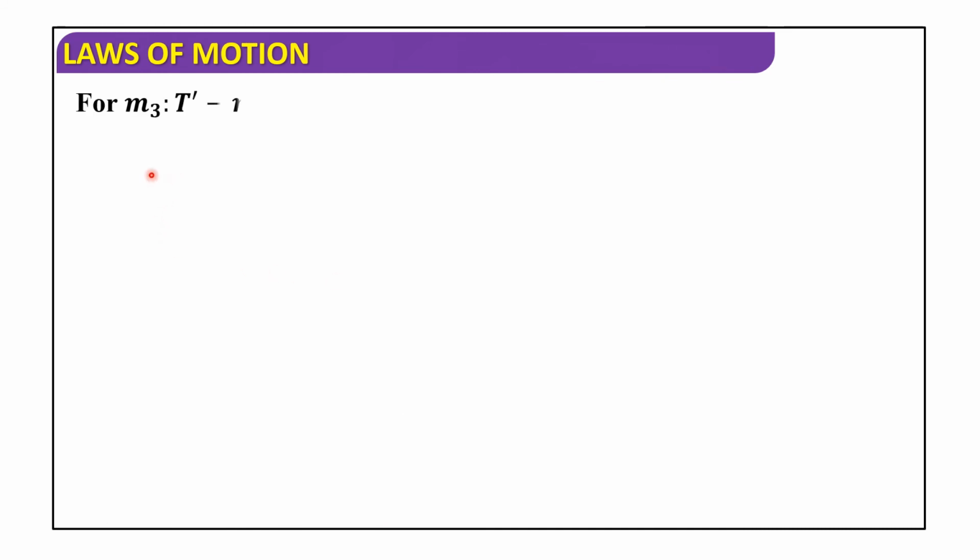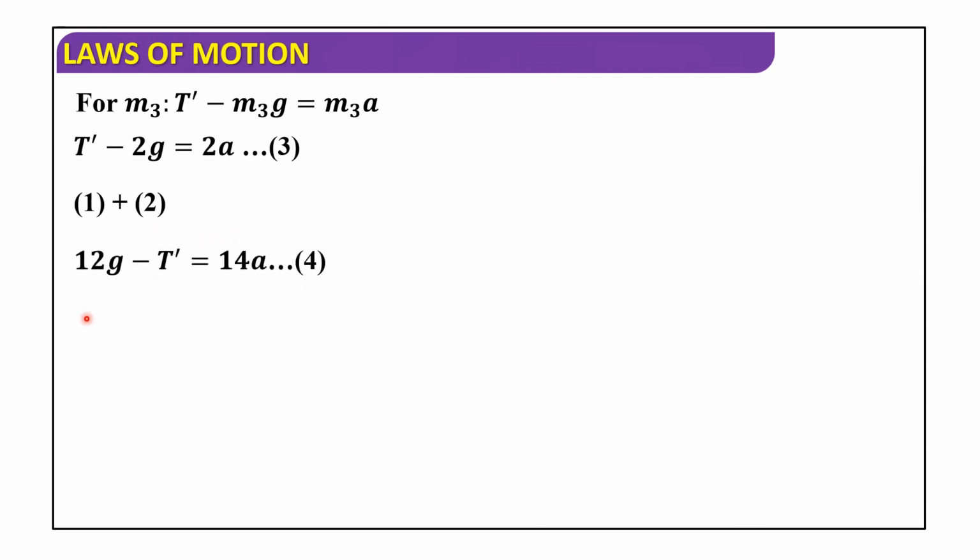Next, for m3, T dash minus m3g is equal to m3 into a. So T dash minus 2g is equal to 2a. Here substituting m3, this is equation 3. Adding equations 1 and 2, we get 12g minus T dash is equal to 14a. This is equation number 4.